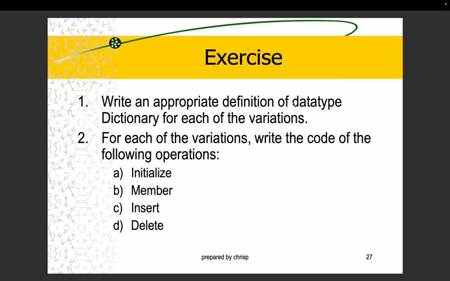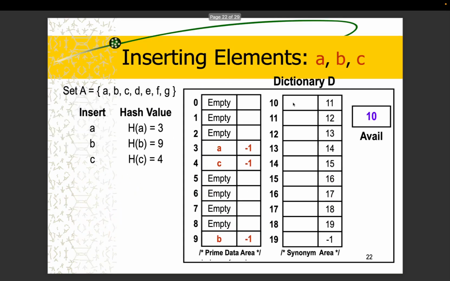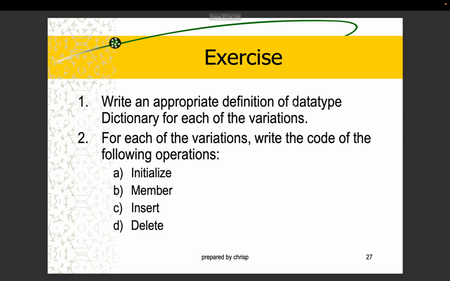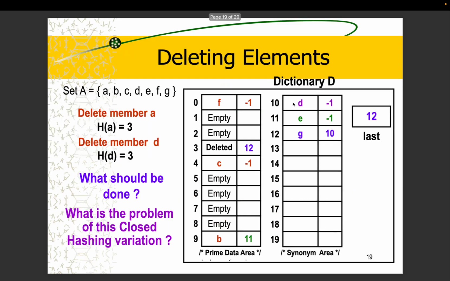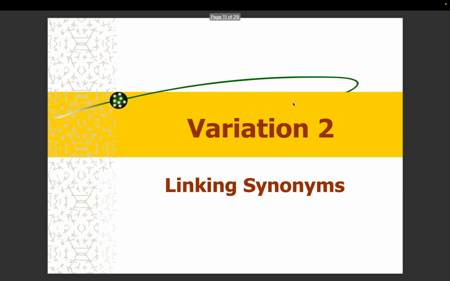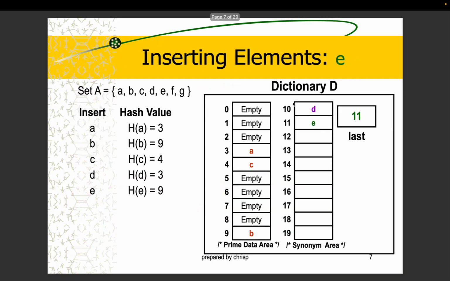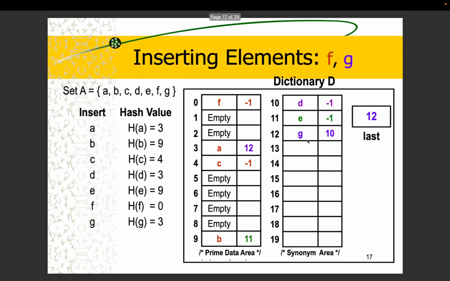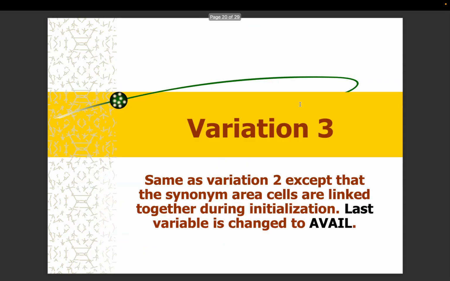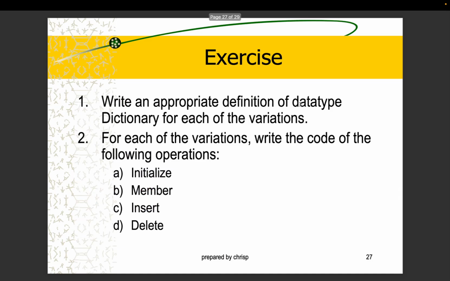So, for your exercise, guys, write the definition of the data type of the dictionary for each of the 3 variations, 1, 2, and 3. I'll give you a heads up though. Most likely in the exam, it's gonna be variation 3. Because why would we implement something that has flaws? Variation 1 has a big flaw. It's very slow. Variation 2 has a big flaw as well. I can't reuse deleted elements. So in practicality, variation 3 is the best one to master.